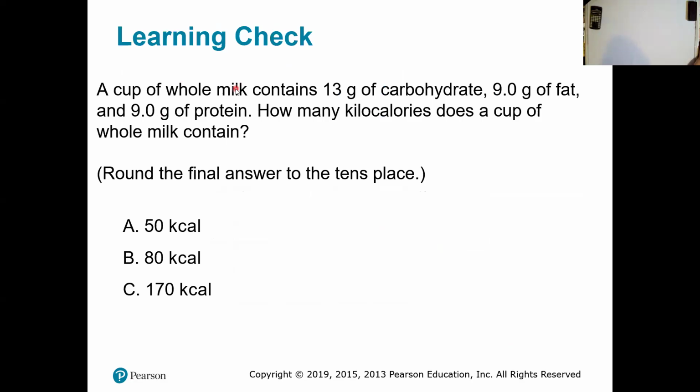All right. So we're going to look at this question. We have a cup of whole milk. It contains 13 grams of carbohydrate, 9 grams of fat, 9 grams of protein. How many kilocalories does a cup of whole milk contain? And we'll round our final answer to the tens place. So I would say that for each of these, we'll do the calculations. We'll round each to the tens place, and then we'll add them up. Okay, so let's look at how we go through this process.